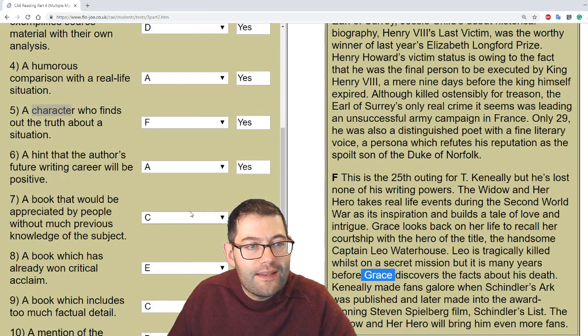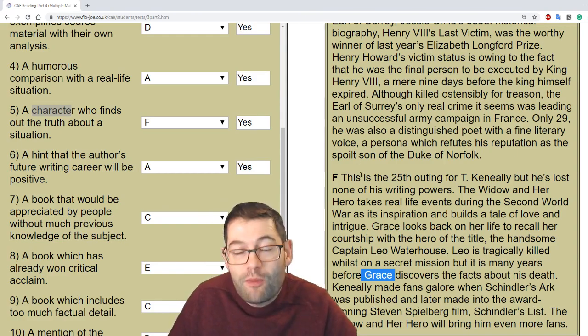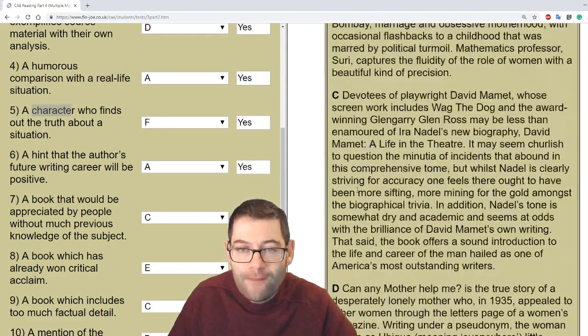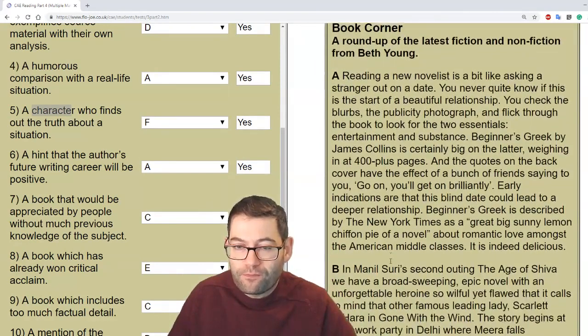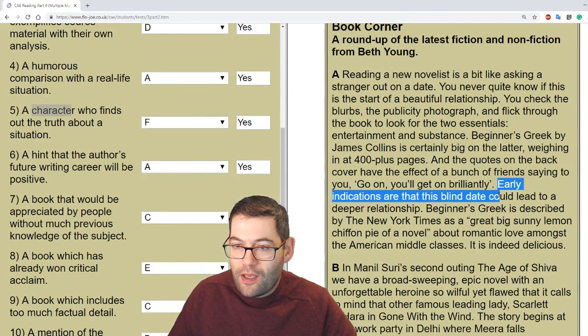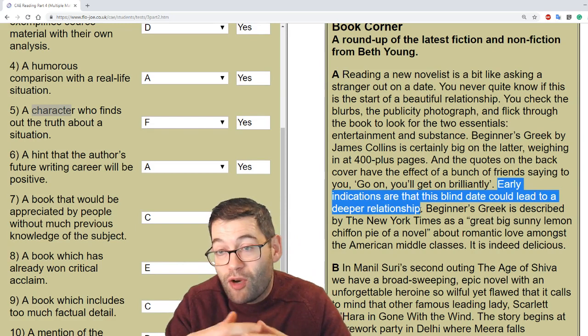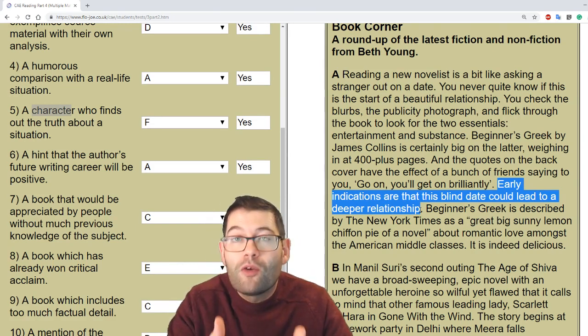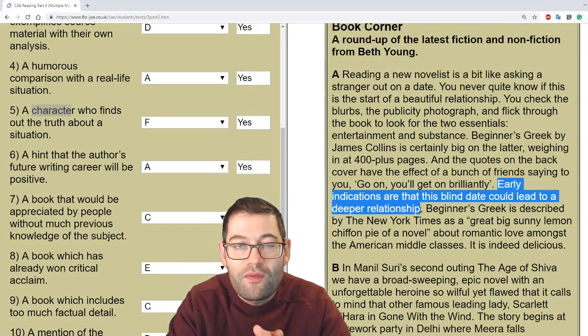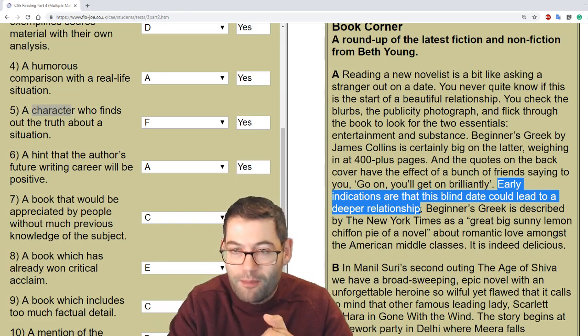For question number 6, a hint that the author's future writing career will be positive. So we're looking for some kind of positive commentary on the writer, and we can find this in A, where it says early indications are that this blind date could lead to a deeper relationship. In other words, what this is saying is that the author is writing in such a way that any future book would also be positively received by the readers. In other words, her future writing career will be positive.